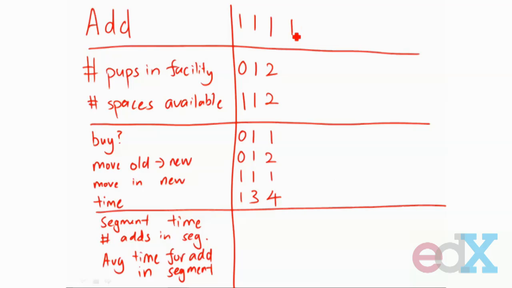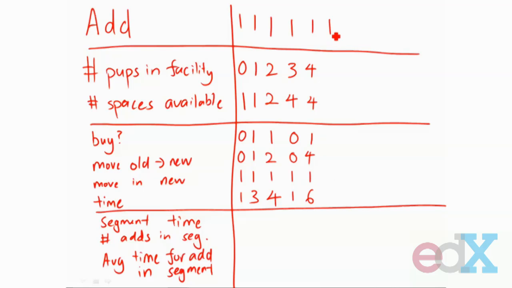When he adds the next puppy, there are currently 3 puppies and 4 spaces, which means that he does not need to buy a new space. He does not need to move puppies around. He only needs to move in the new puppy. That takes 1 unit of time. And we're going to do it again. Add another puppy. There are currently 4 puppies and 4 spaces. Space is full, which means he needs to buy new space. He needs to move over the 4 puppies into the new space and move in the new one. That takes a total of 6 units. That's 4 plus 1 plus 1.